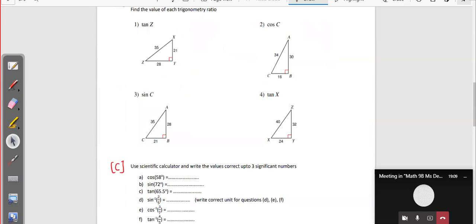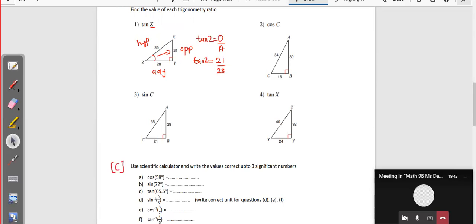Section B. This is also you have to write the sides first, since they mentioned tan z. So z is the angle, and according to the z angle, the opposite side is this, adjacent side is this, and hypotenuse side is this one. So tan z formula is opposite upon adjacent. Similarly, opposite side value is given to you 21 and adjacent side is 28. So tan z answer is 21 by 28.